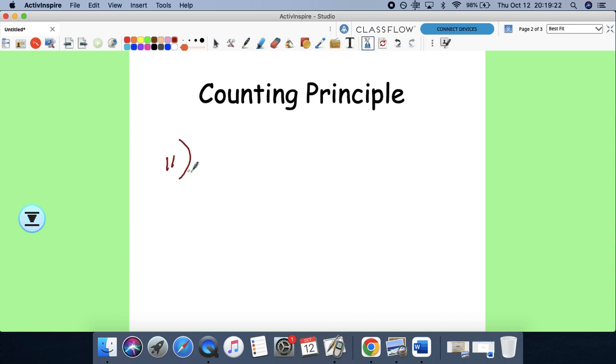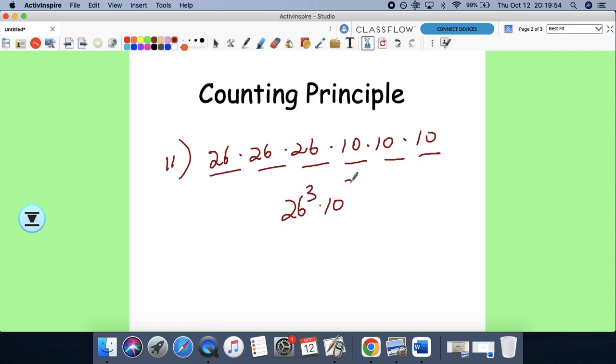Number 11. She's ordering a custom license plate. It must be 6 characters. For the first 3, he may choose any letter from A through Z. Does it say it can be repeated? And he may choose any digit. So it doesn't say anything about not repeating. So we have 26 times 26 times 26, and the digits are going to be 10 times 10 times 10. So we have 26 to the 3rd power times 10 to the 3rd power, which makes this 8.